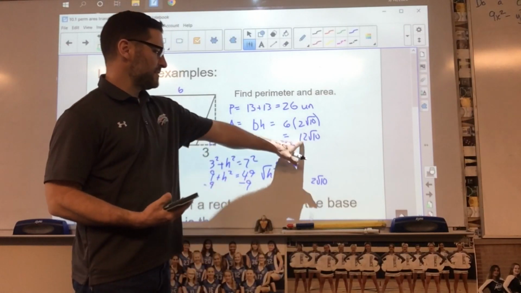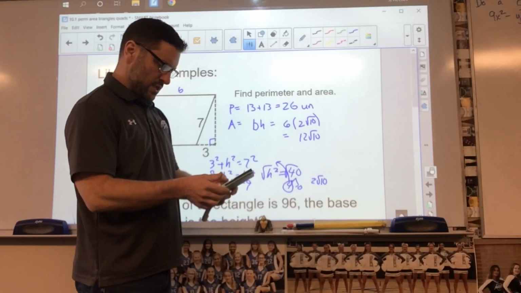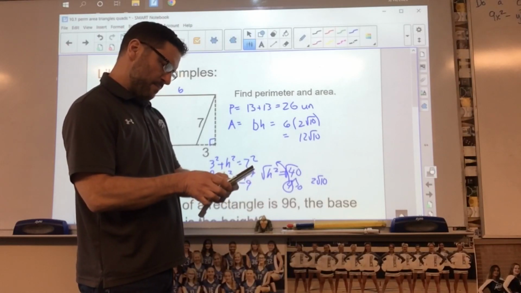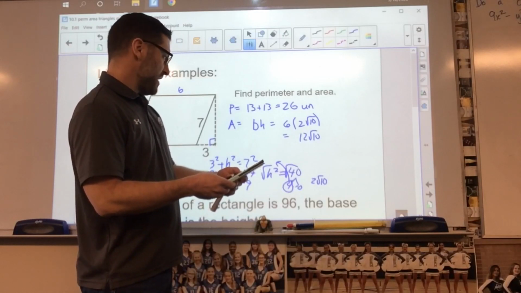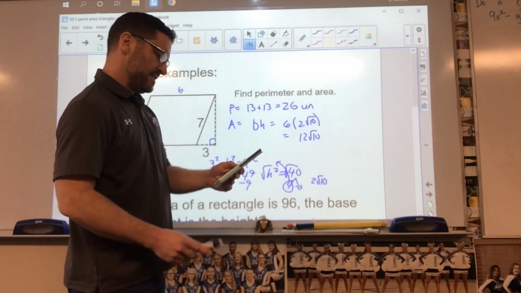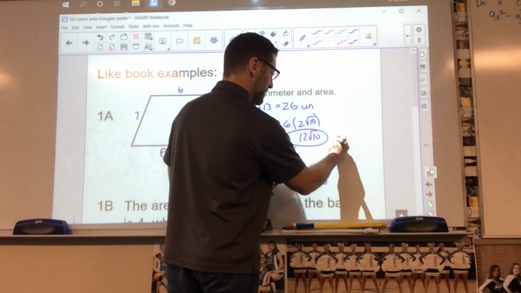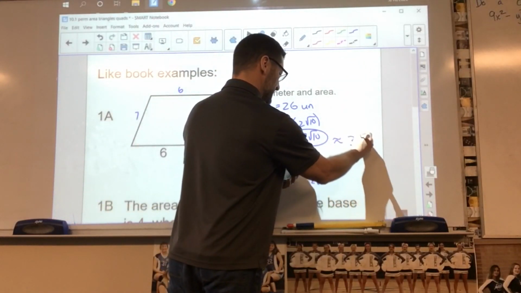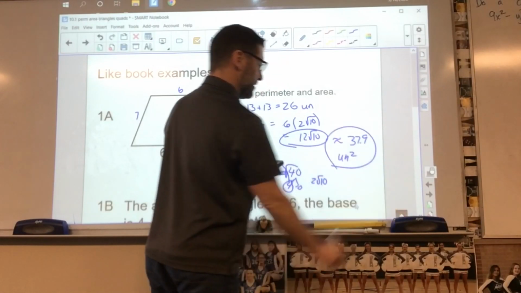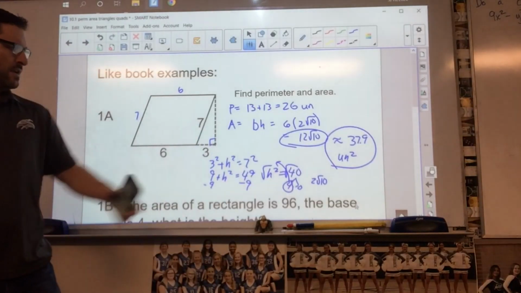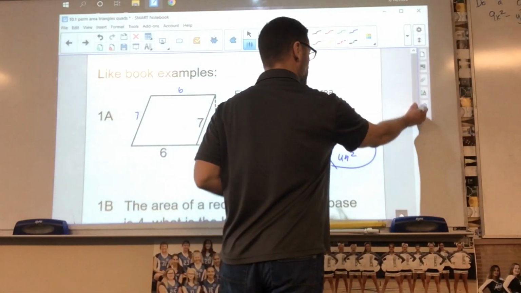So I'm going to type in 12 root 10, and you should have a calculator out, and you should be doing this with me. And if you don't have that, pause the video right now and go find one. But I got 12 root 10 for the answer, which is 37.9. So exactly 12 root 10, approximately 37.9. And we can call that units squared. The first one, this value is the exact value, this value is the decimal approximation.